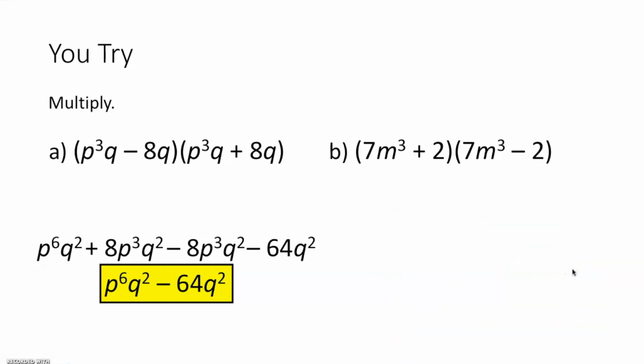If you forget it, you can just FOIL. So multiply the first terms together, 7m cubed times 7m cubed. Multiply the 7s together, you get 49. Multiply the m cubes together. When you multiply like bases, you add the exponents, so that would be m to the 6th power.